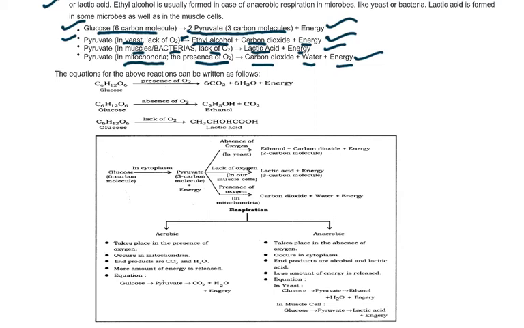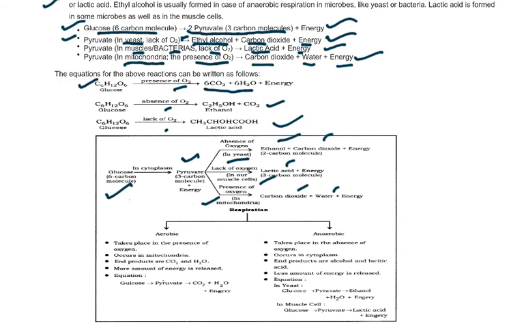If you can see this equation, glucose is broken down into carbon dioxide and water in the presence of oxygen, but in the absence or lack of oxygen, it is broken down into ethanol or lactic acid. So the glucose was broken down into pyruvate or pyruvic acid. In the absence of oxygen in yeast cells, ethanol and carbon dioxide are formed. In muscle cells and bacterial cells, lactic acid is formed. In mitochondria, in the presence of oxygen, carbon dioxide and water are formed.